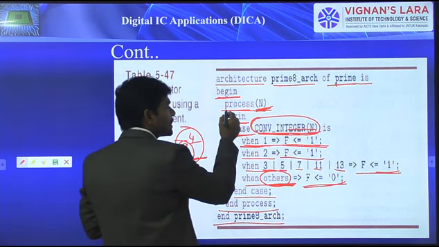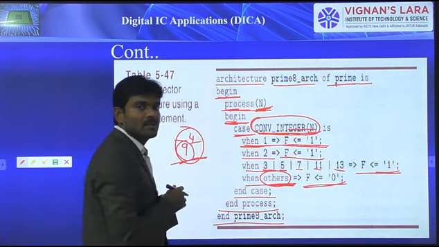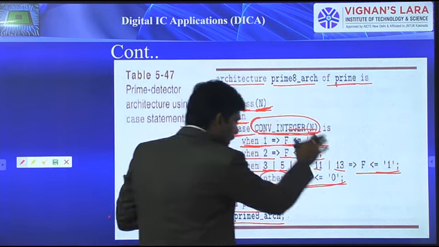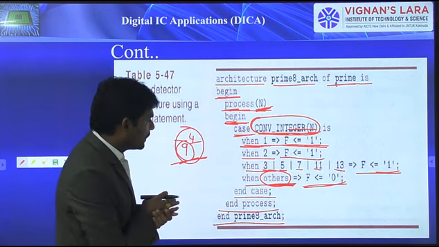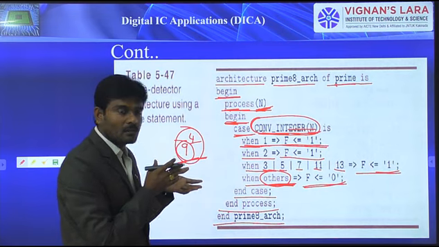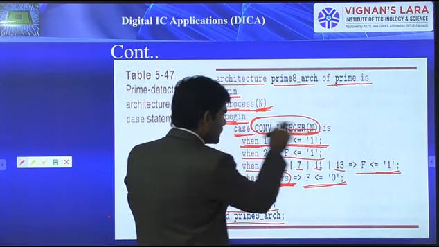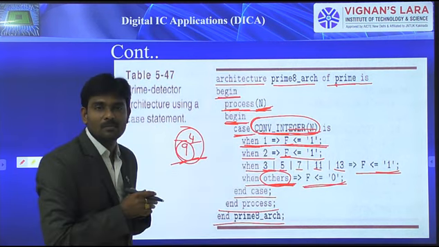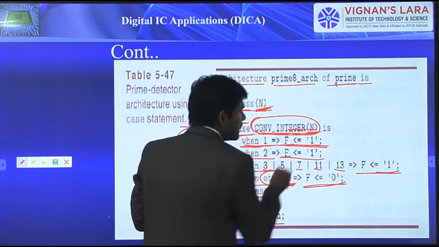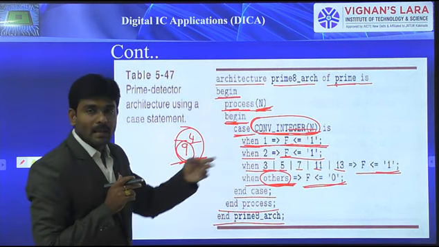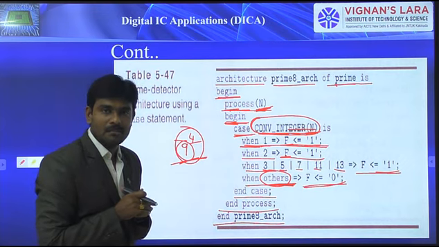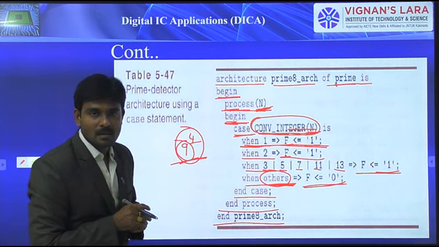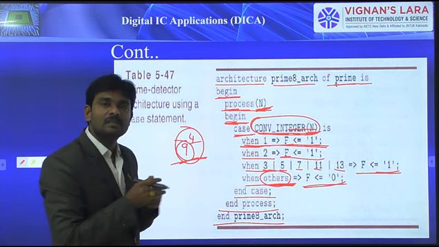And one more thing: as I mentioned, between process and begin, if necessary, we are supposed to declare variables. If you mention any new variable in the process body, then we are supposed to declare it there. But here, what is the variable we consider? Only f, and also n. N and f, that's it. These two, n and f, we already declared in the entity declaration part. So there is no need to declare them once again within the process. Directly you can use them within that process.